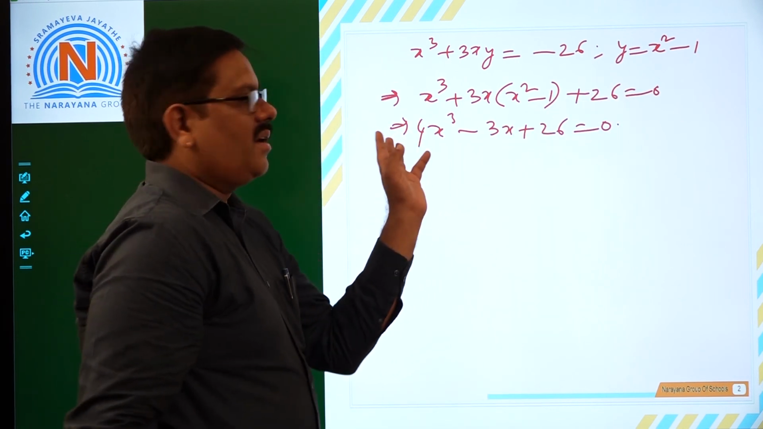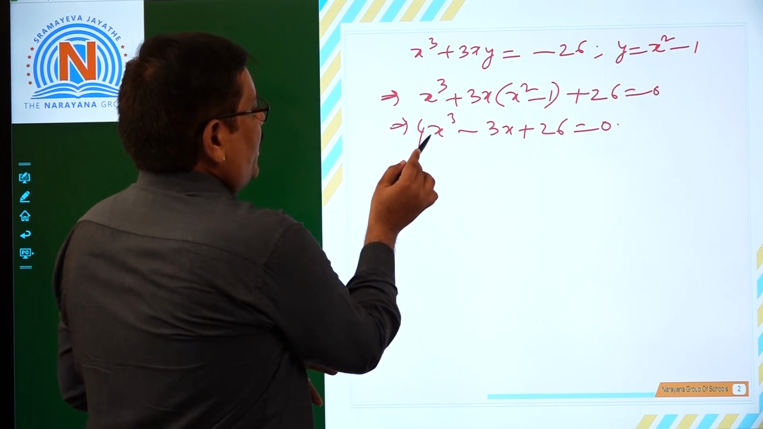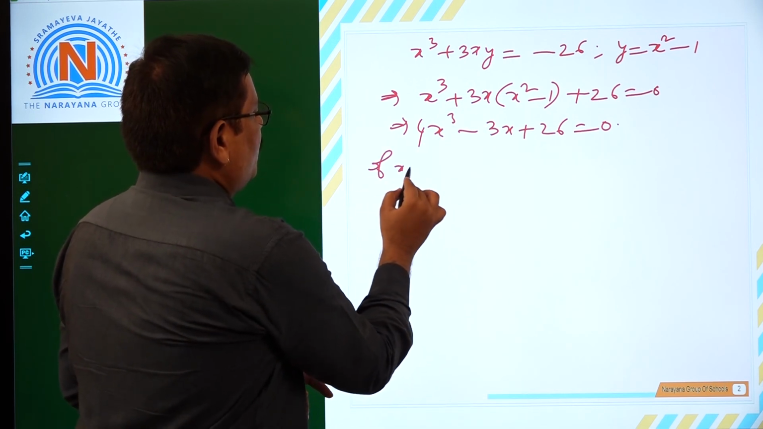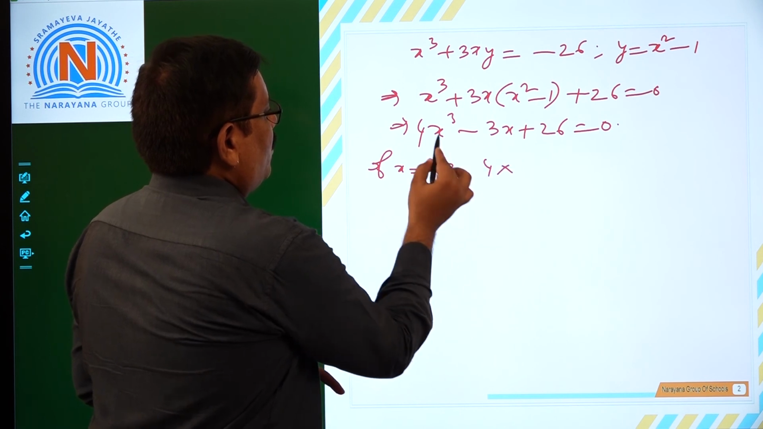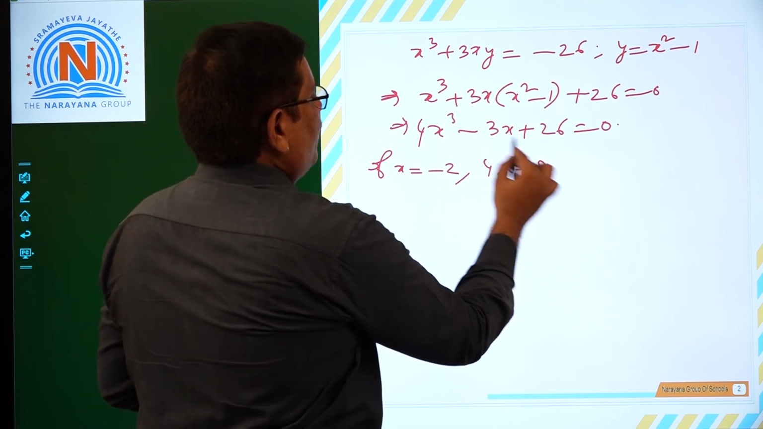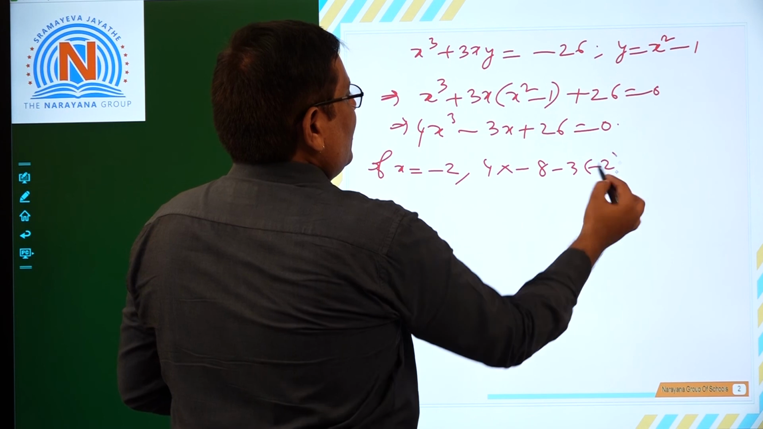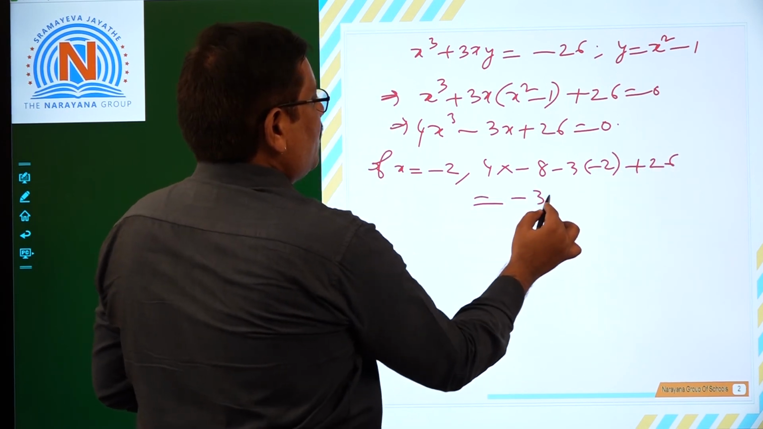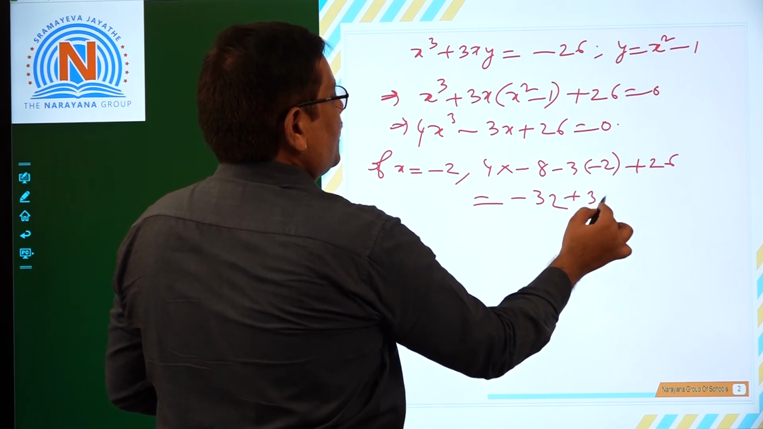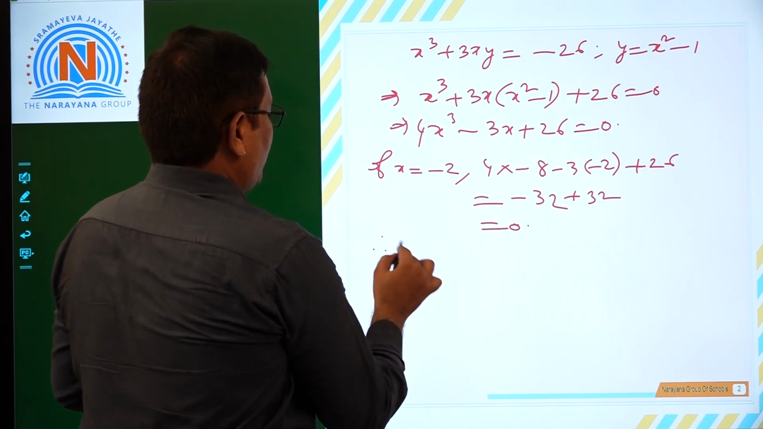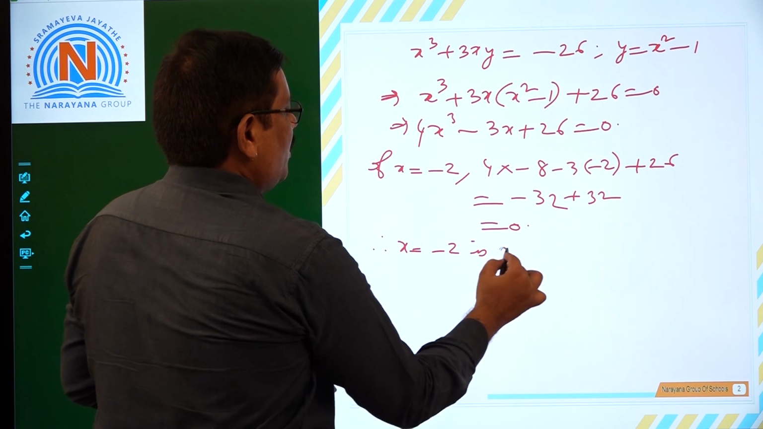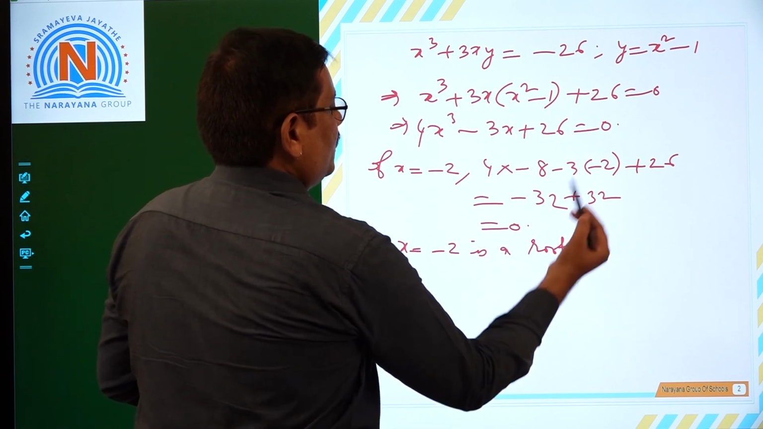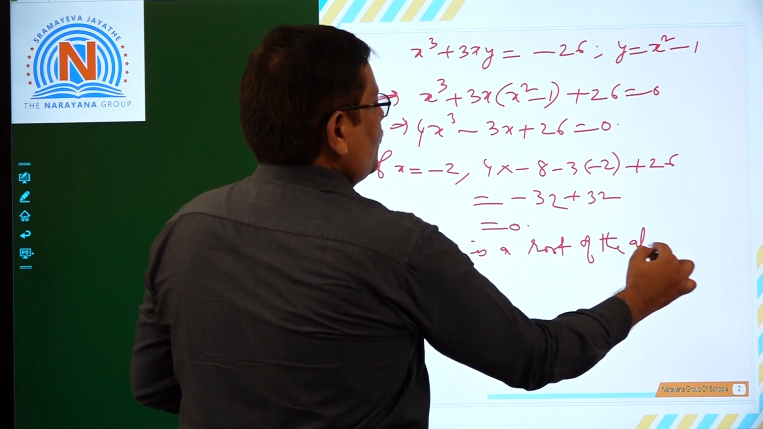What will be the root of it? Trial and error method. Let us take x as minus 2. If x is minus 2, 4 into minus 2 whole cube is minus 32. Minus 3 into minus 2 is plus 6. Let us take plus 26. That is minus 32 plus 6 plus 26, that is 0. Therefore, x is equal to minus 2 is a root of the above equation.